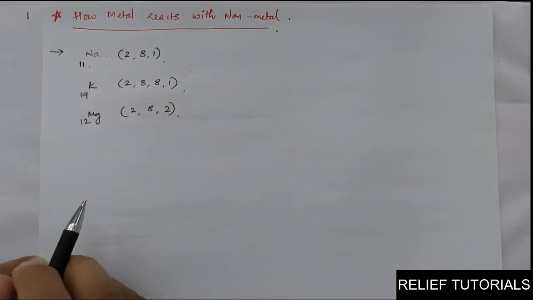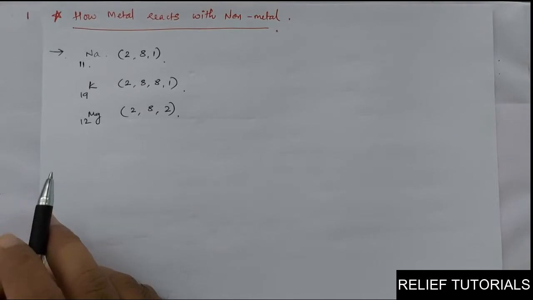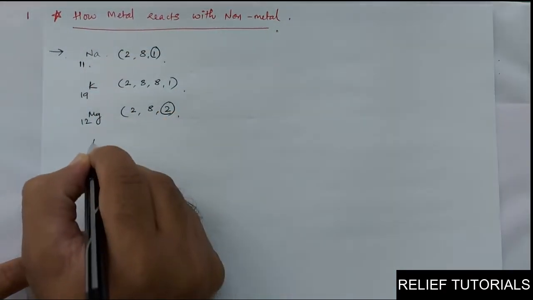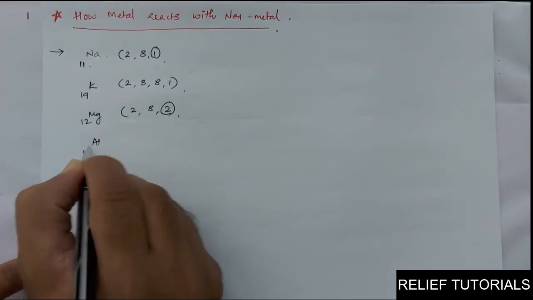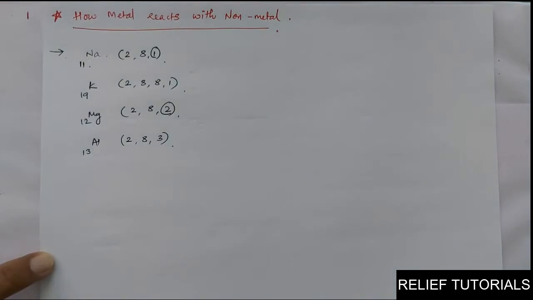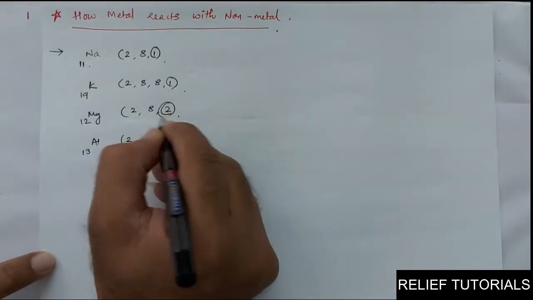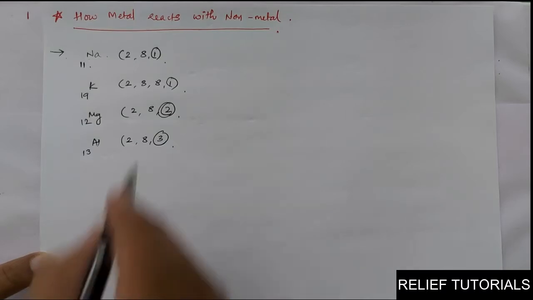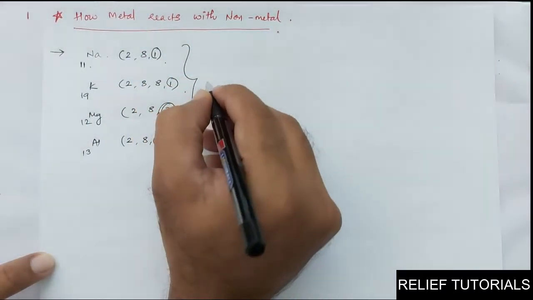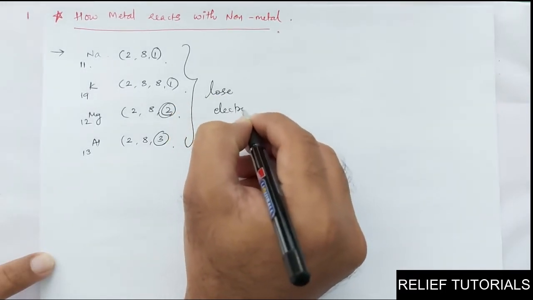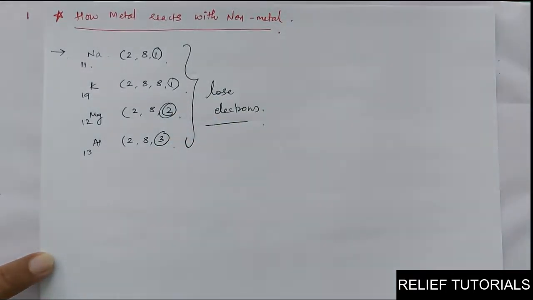So as per the electronic configuration of these metals, if you see it possesses 1 or 2, or if you think about aluminium, it possesses 3 electrons in the outermost orbit. So most of the metals possess 1, 2 or 3 electrons in their outermost orbit. So they have a tendency to lose electrons.